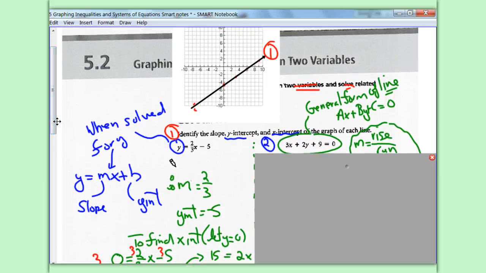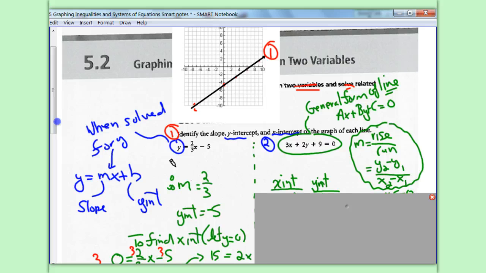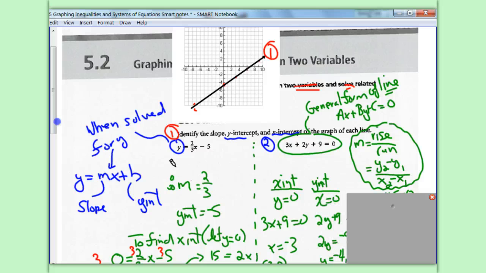In equation number 2, it's general form. So remember that, you guys? ax plus by plus c. Ew. I don't want to go through and solve for y. I might if I feel like it, but I can easily find the x and y-intercept. How? Well, I can find the x-intercept by making y 0. And if you make y 0, you get 3x plus 9 and x equals minus 3. I can find the y-intercept by making x 0. And it's really good if you actually show your work so you can remember that.